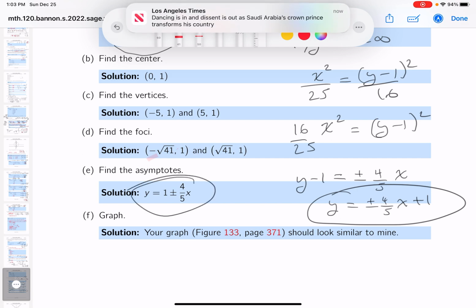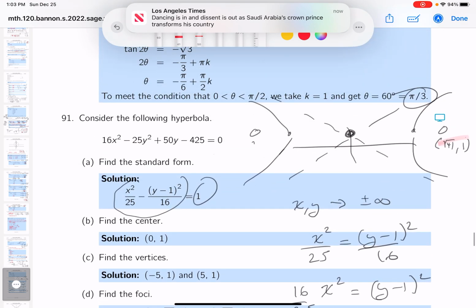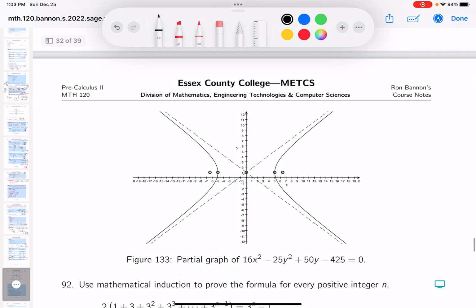That's not bad. It says graph it. Again, my little graph up here is not bad. Let's look at a better graph, though. And this is the graph of me putting down all the information for you. The center's down there. You should look at that. The vertices are down, the foci are down, and then the asymptotes are also down.